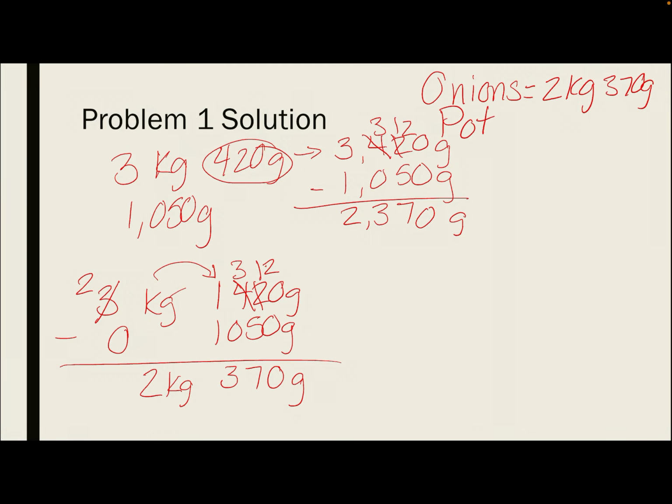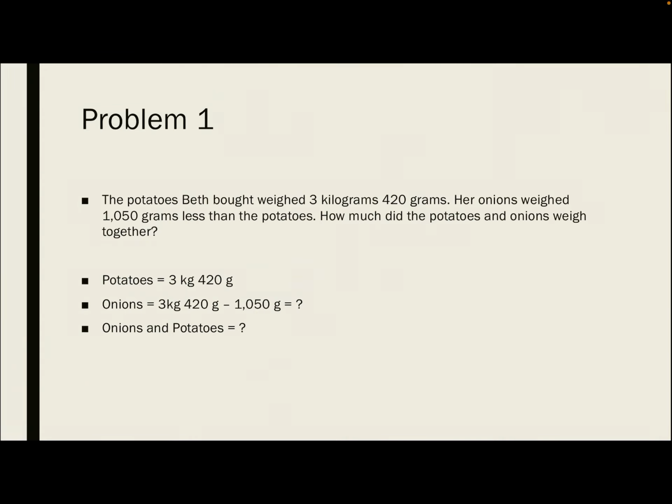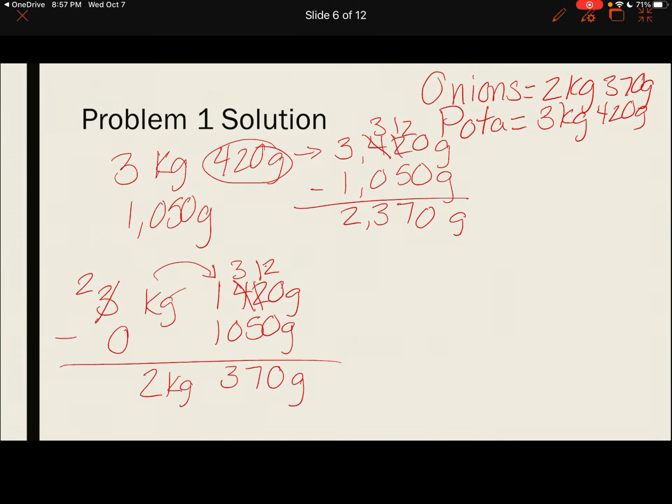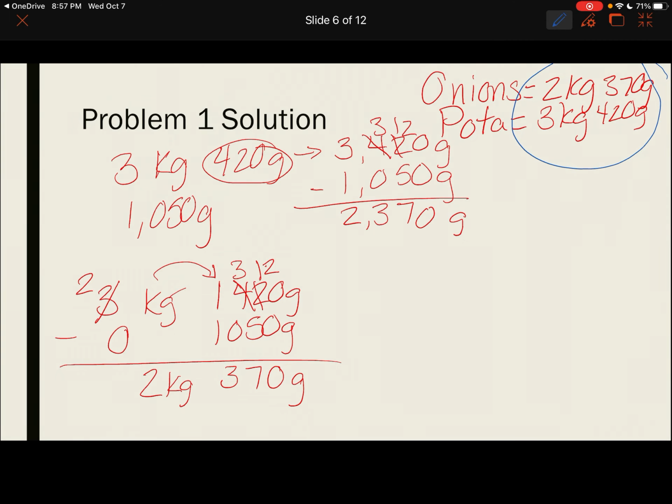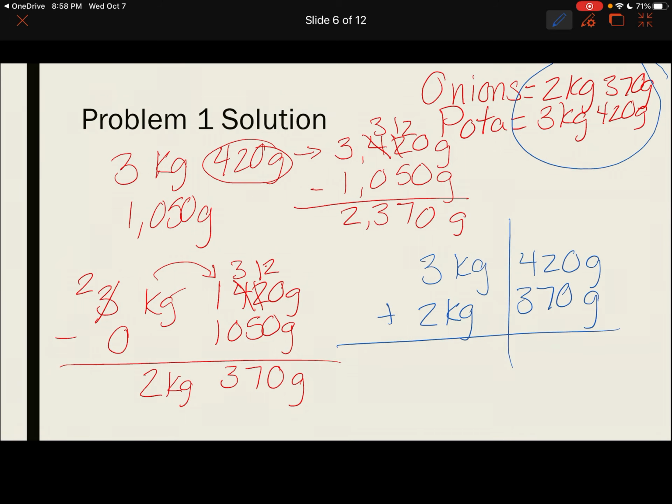And the potatoes are 3 kilograms, 420 grams. Now, the original question asked us, how much did the potatoes and onions weigh together? So we need to take the amount here that we got for the onions and potatoes and add them together. So when we do that, we can do 3 kilograms, 420 grams, 2 kilograms, 370 grams. We can just add that together and essentially treat it as two separate problems.